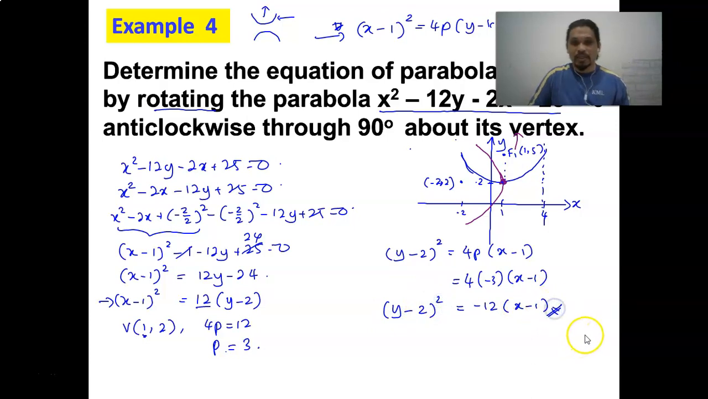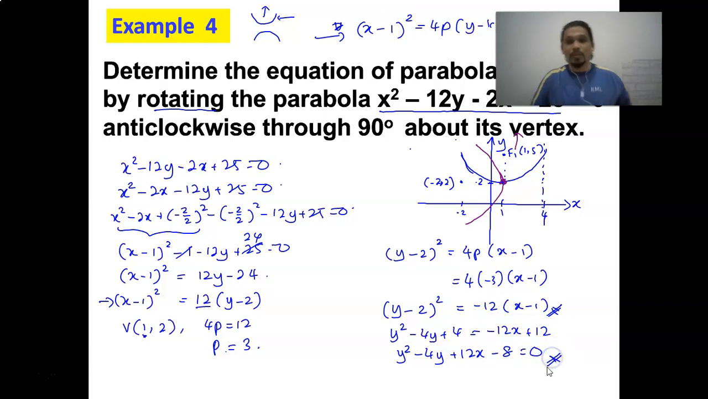Okay, this is more than enough. And if you would like to finalize your answer in the form of a general equation, you just expand it: y squared minus 4y plus 4 equals -12x plus 12, then y squared minus 4y plus 12x, 4 minus 12 becomes minus 8, equals 0. Okay, next.